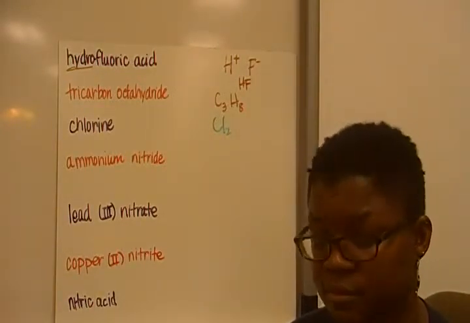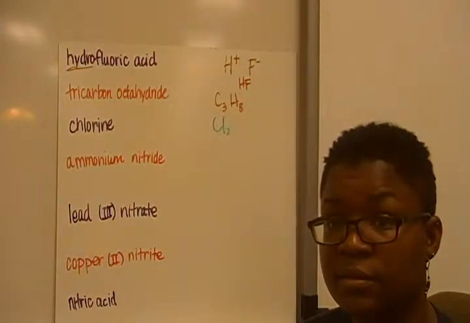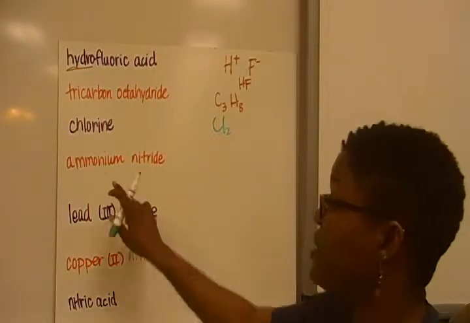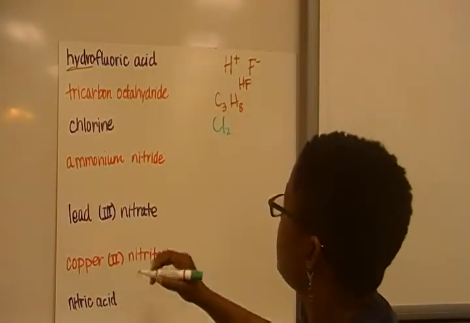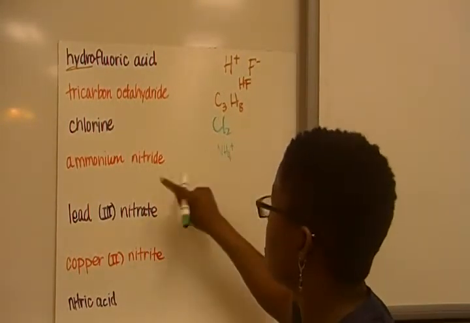Covalent, acid, or ionic? This one is ionic. So now we need to figure out what ammonium is, and ammonium is NH4. That's one of those polyatomic ions.